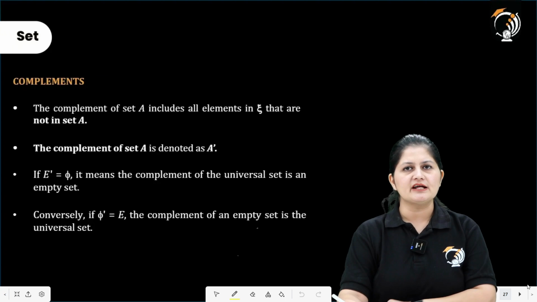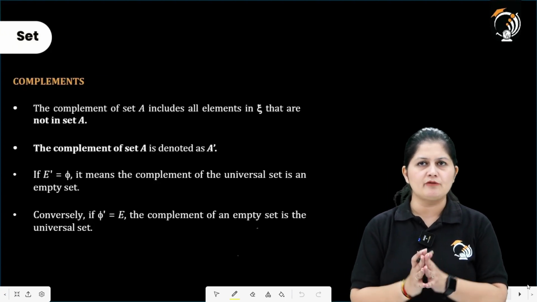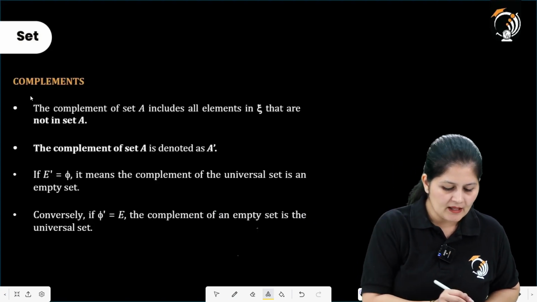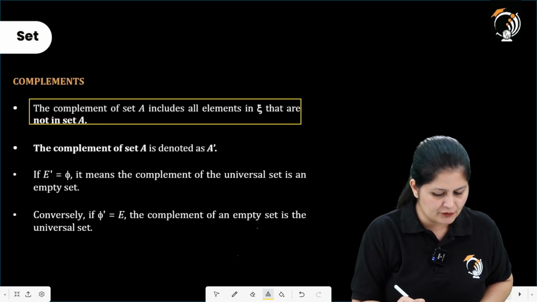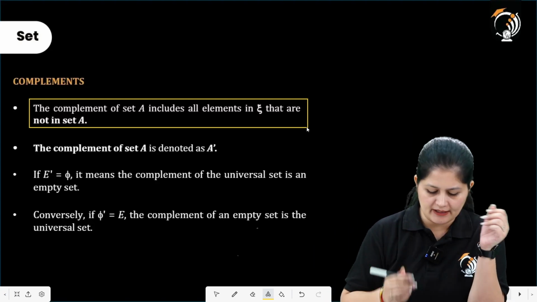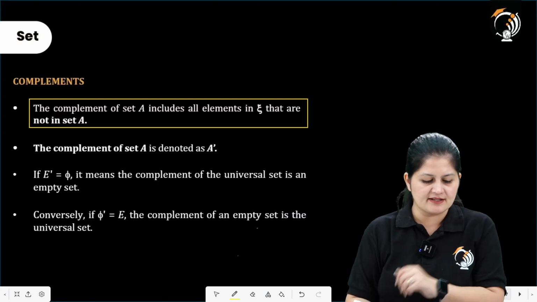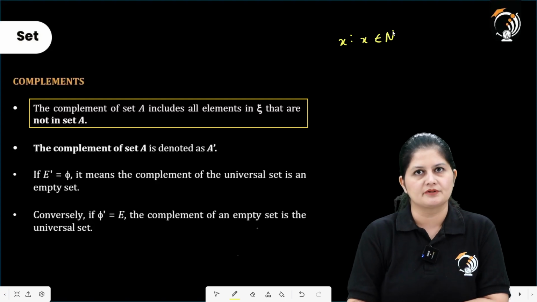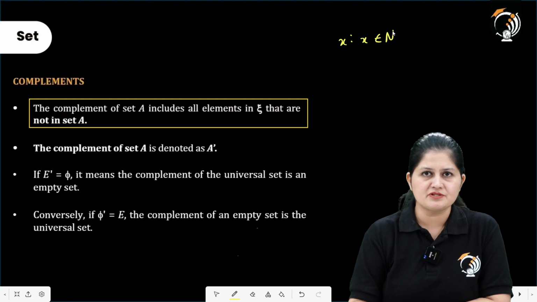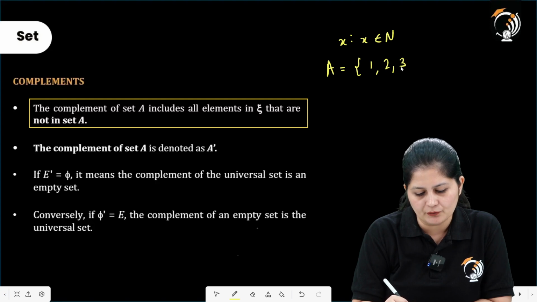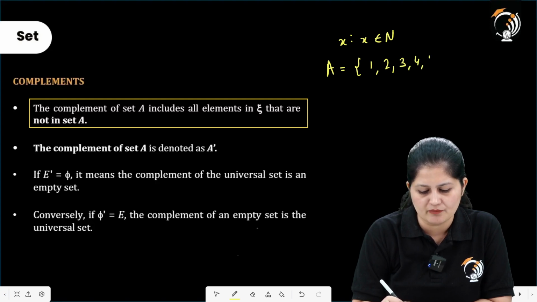Now moving forward, let's learn about the complement of a set. What is a complement of a set? The complement of a set A includes all elements in the universal set that are not in set A. Taking an example, let's say there is a set X, where X belongs to natural numbers. Further, I'm taking one more set, A, which is 1, 2, 3, 4, only these 4 numbers, or maybe up to 10.